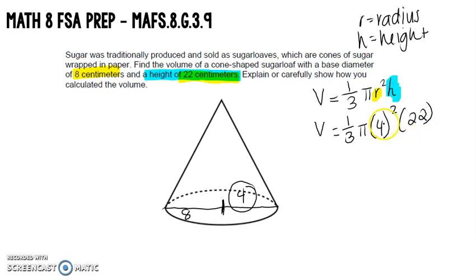So now we're going to solve. The first thing I always would encourage you to do is get rid of any exponents. So 4 squared is 16. And then from here you can solve this a few different ways. We can multiply by pi, we could do the 1/3. I like to get all of the numbers done first and then use that pi symbol. So what I'm going to do is at first multiply 16 by 22.